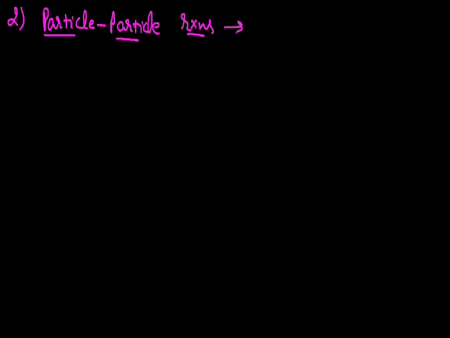So that is the second type of nuclear reaction, termed particle-particle reaction. As the name indicates, here we will be using an elementary particle on the reactant side, and that will result in the formation of the product nuclei. And in addition to the product nuclei, an elementary particle, that may be a neutron or a proton, is also emitted. Then this reaction will be defined as particle-particle reaction.